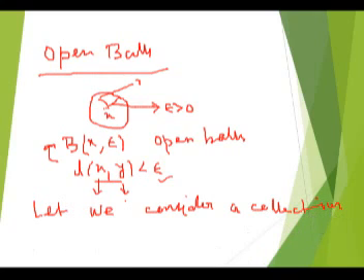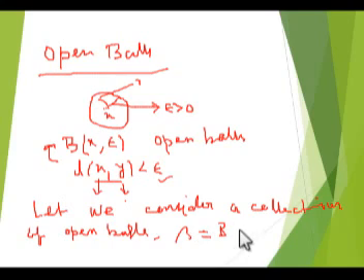Collection of open balls. The amount is an infinite number of open balls, meaning how much you can generate. This goes to infinity, meaning an infinite number of open balls. So this collection I denote with beta. Beta is the collection of all open balls.